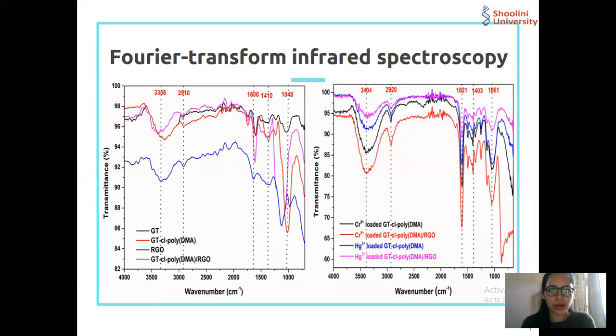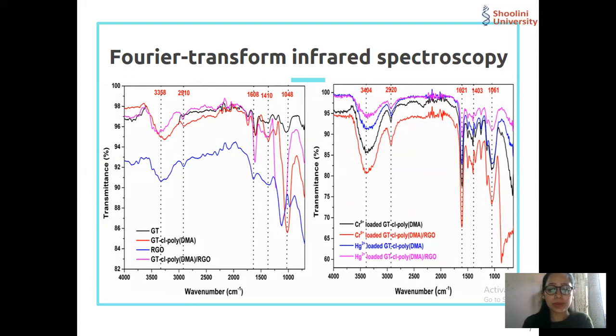Now comes the characterization part. In FTIR, 5 major peaks appeared. The first peak at 3358 corresponds to the OH stretching mode. Then the peak at 2910 corresponds to the stretching vibrations of the aliphatic CH bond. The successful cross-linking of poly-DMA is confirmed by the peaks at 1608 and 1410, which correspond to the stretching vibration of the amide group of DMA. And lastly, the peak at 1048 corresponds to the CO bending vibrations.